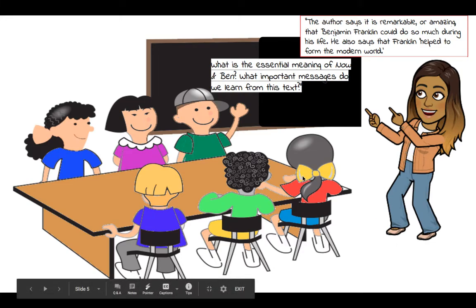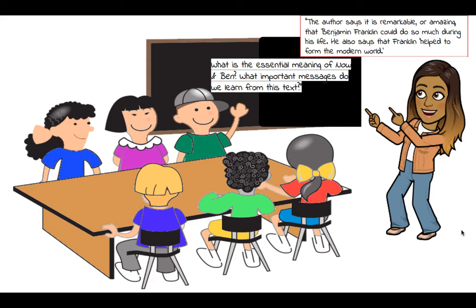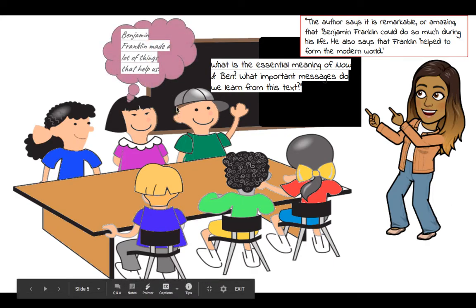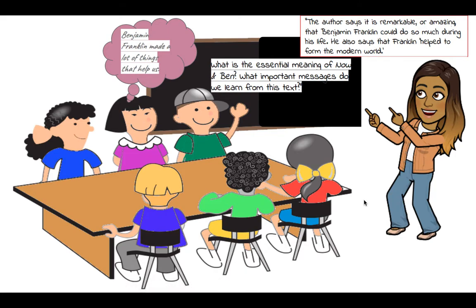Now we'll go through our students in the classroom just for you to get an idea. Notice how all their answers are usually correct because they were paying attention to the story, one, and two, there isn't always one right answer, okay? You can have different answers and it can still be correct. So I have one friend here, she says, Benjamin Franklin made a lot of things that help us. That's a good essential meaning. That's probably why the author wanted to write this book, right? To show people Benjamin Franklin made so many things to help us out.